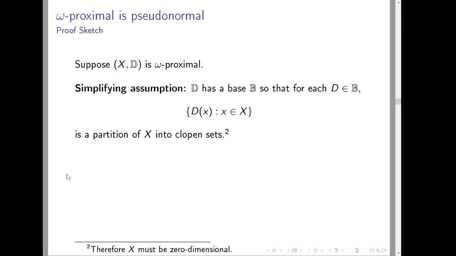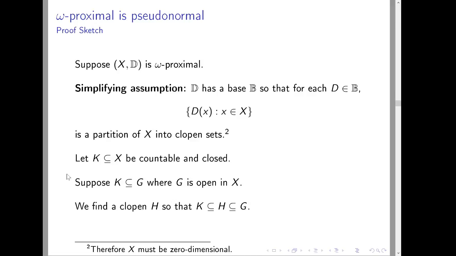So the uniformity has this particular kind of base, where if I pick an element in that base and collect all the D balls, that actually partitions the set X into clopen sets. So this makes the uniform topology on X zero-dimensional, but it also makes for some really nice pictures in the sketch. All right, and here's the outline of the proof.